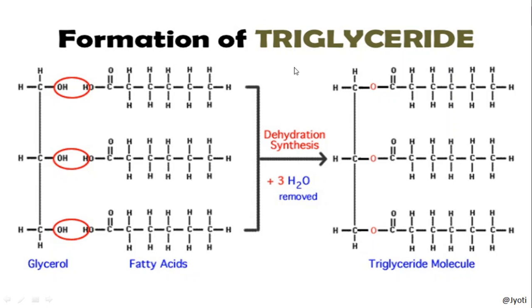The example is triglyceride. This is an ester of glycerol and fatty acids. There are 3 fatty acids and 1 glycerol. This is the structure of glycerol. I think it is clear to you what is an ester of fatty acid and glycerol.